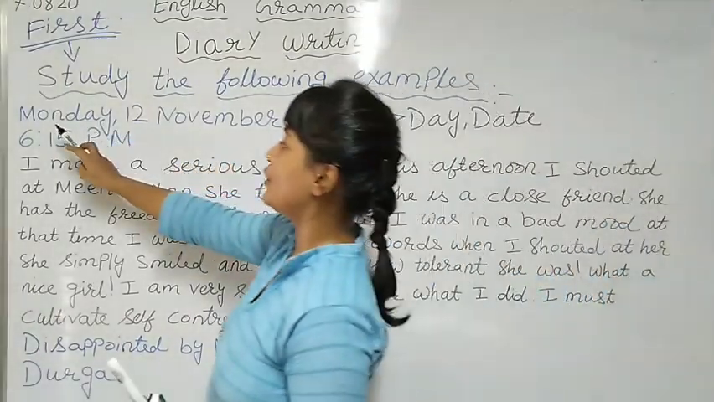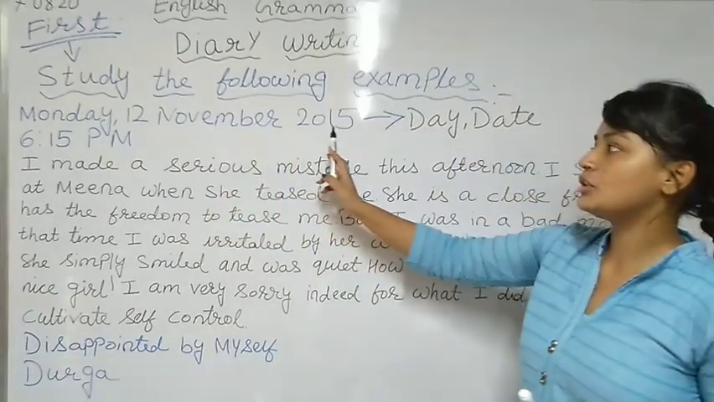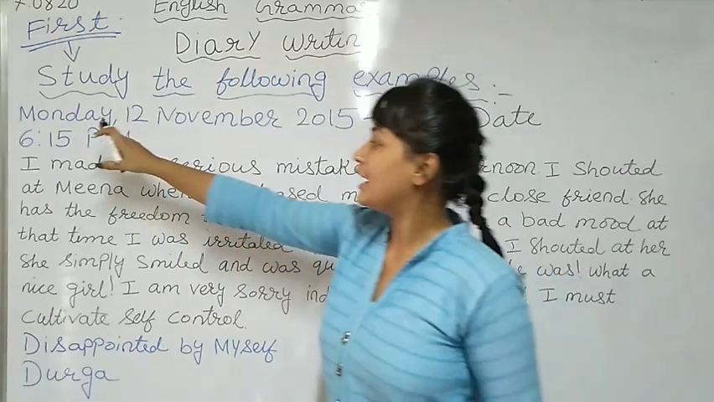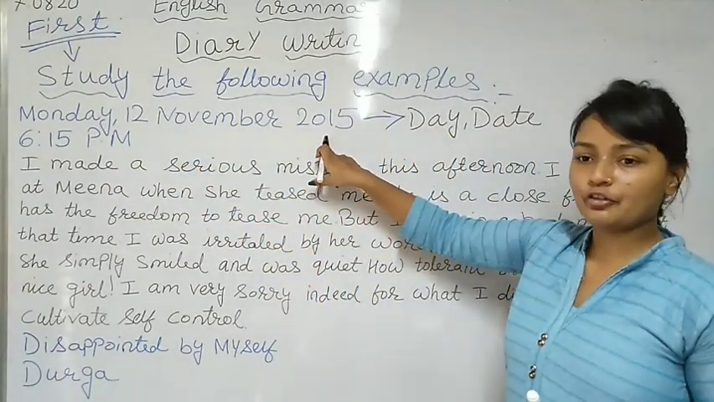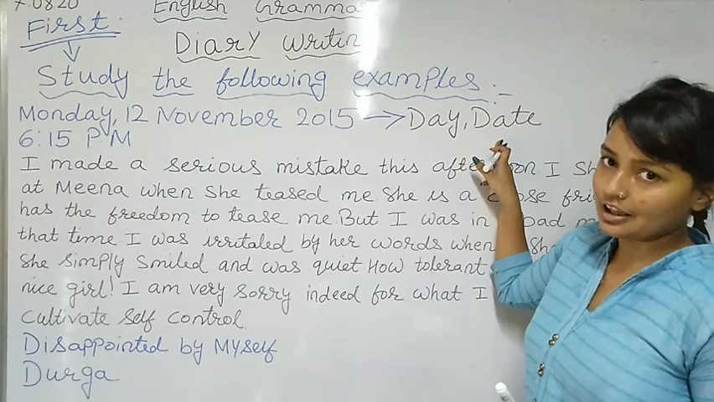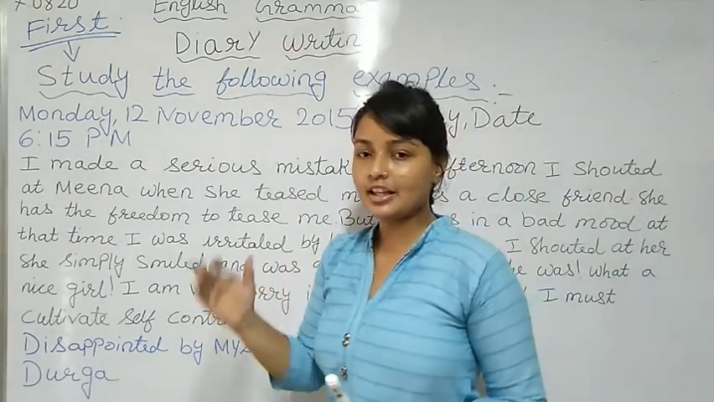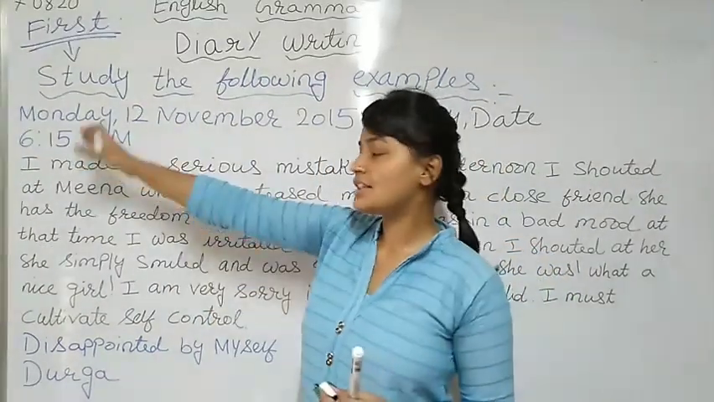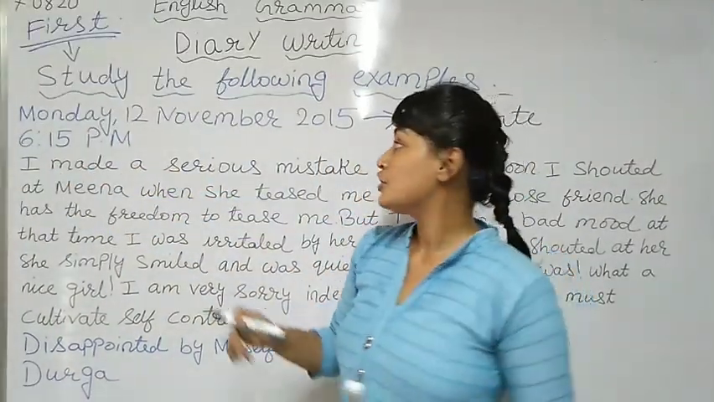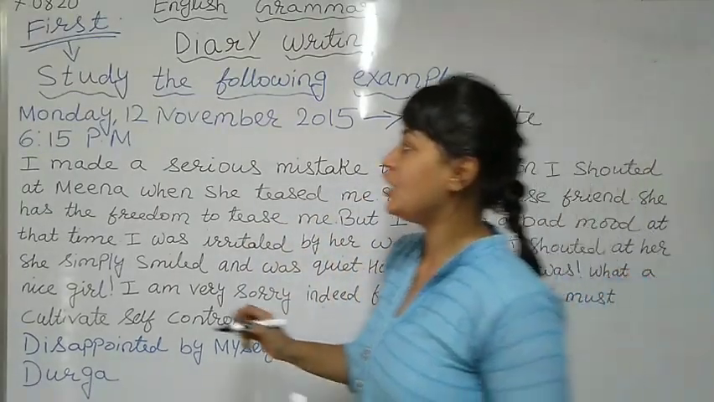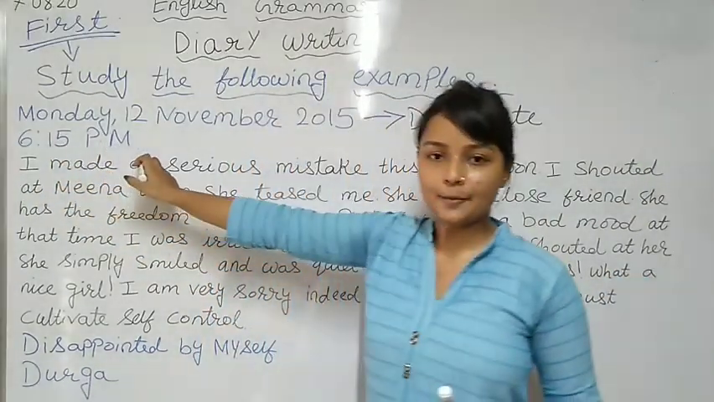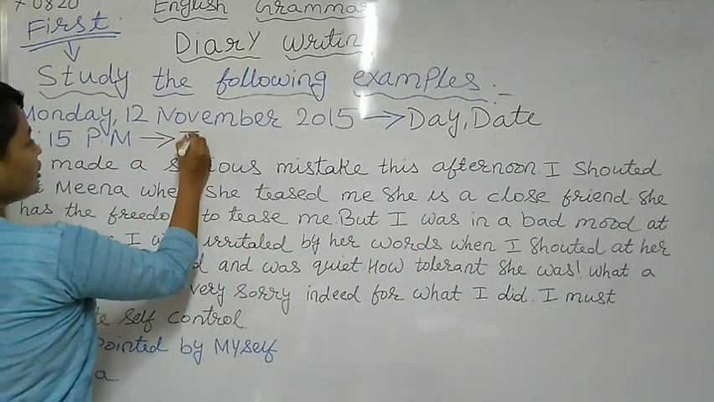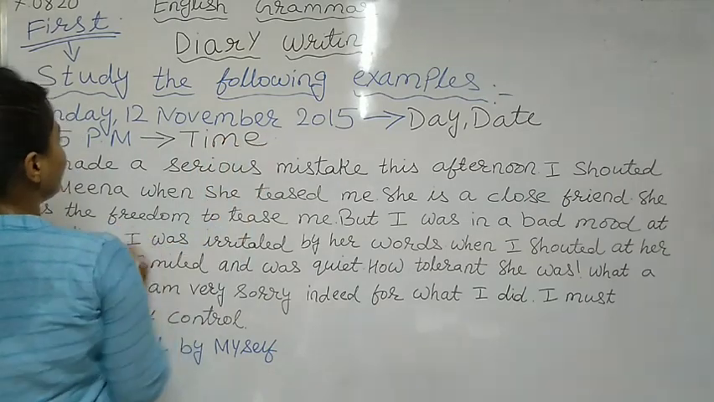This one first you have to write, Monday 12 November 2015. Yeah, obviously you have to write the year also. So Monday 12 November 2015, this one is the day and date. Okay, so day and date is compulsory and we have to write it on this side, the left hand side. So this one is the day and date. Now 6:15 p.m. So this one is obviously what? Time, right?